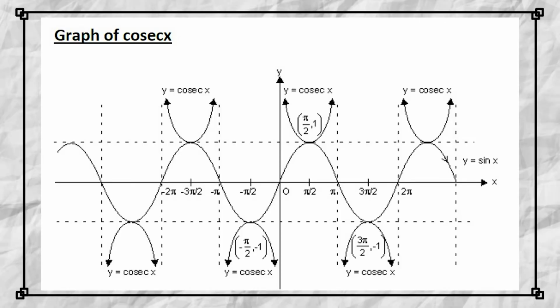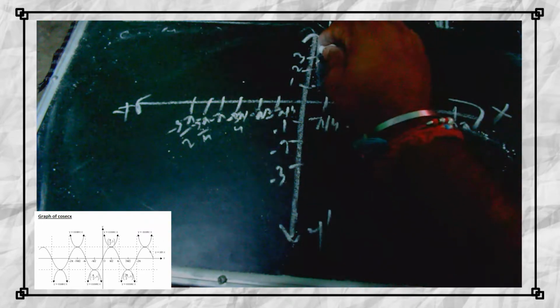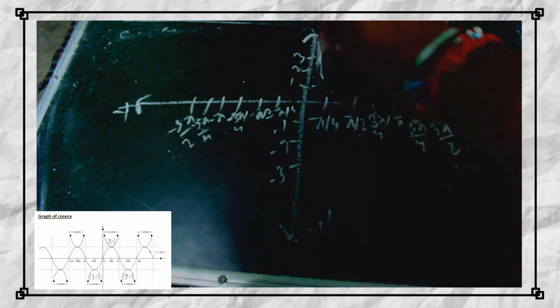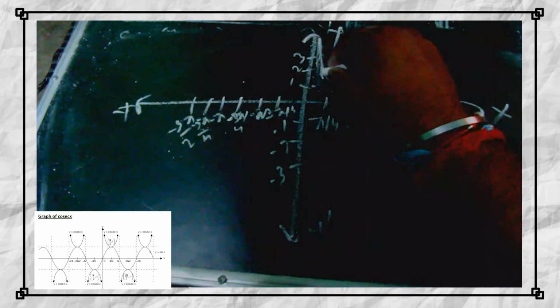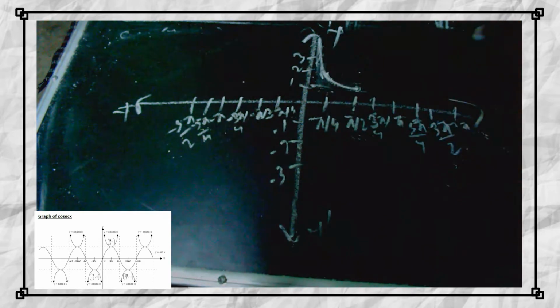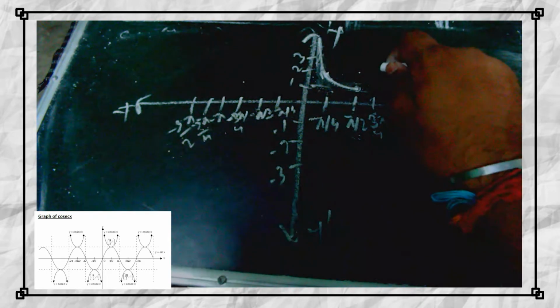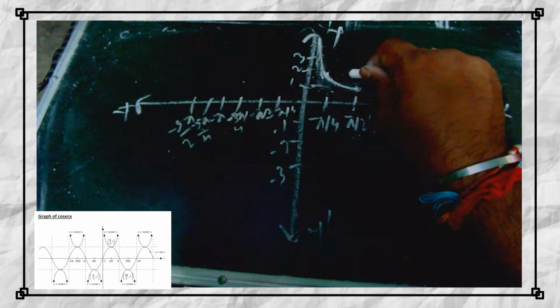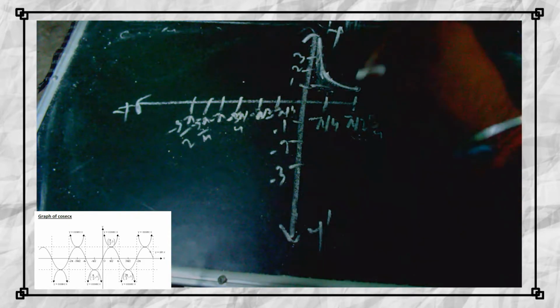Now the next graph is the graph of cosec x. So this graph is the graph of cosec x. Let's see why the graph of cosec x is like this. The value of cosec 0 is infinity, so it will move on like this. The value of cosec pi by 2 is 1, so the point will be somewhere here and it will meet here. Again, the value of cosec pi is infinity, so it will again move parallel to this line somewhere here.